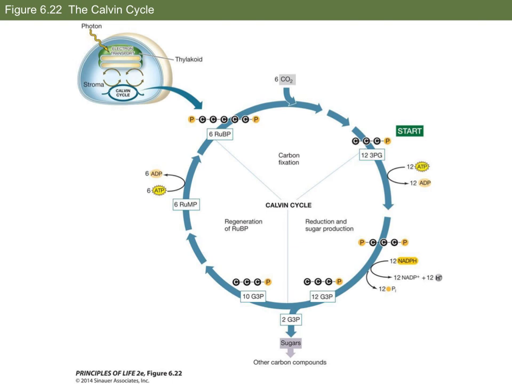Now, this doesn't produce glucose right away. We do have to regenerate our starting molecule, which is the last phase. And so we're going to slowly add to this building sugar one piece at a time. So it's going to require 6 turns of the Calvin cycle to produce 1 carbohydrate.